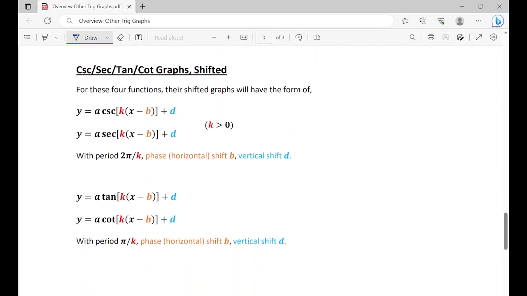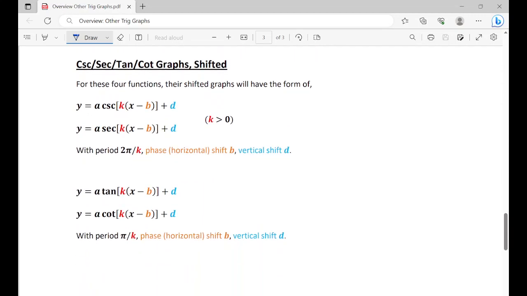Now for the graphs that are shifted, what would their functions look like? We're going to start off with cosecant, which would be y equals a cosecant of k times the quantity x minus b, and then plus d. And secant is a secant of k times the quantity x minus b, plus d. Again, k is positive. The period is just 2 pi over k, and the phase or horizontal shift is b, and the vertical shift is d.